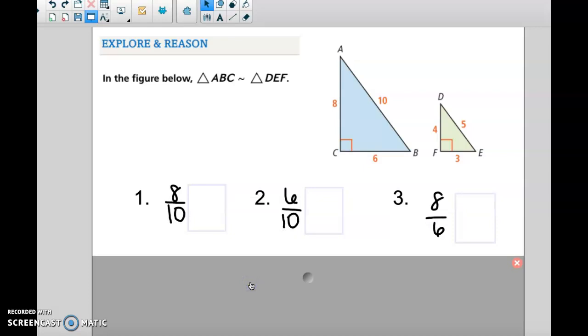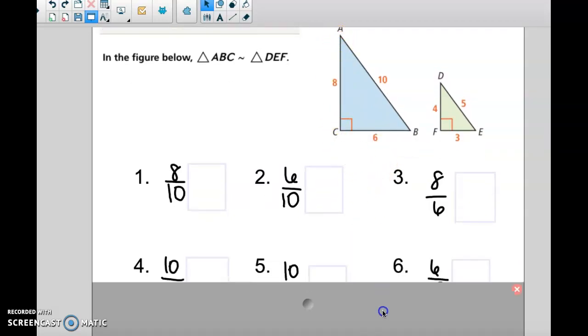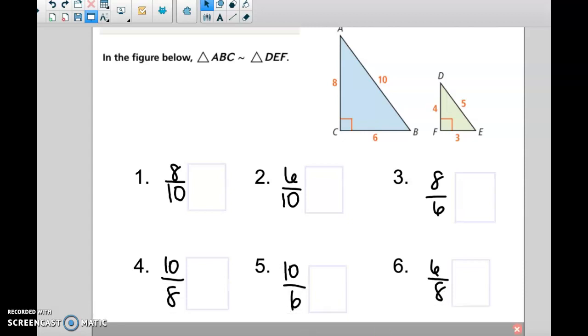I wrote 8 over 10, 6 over 10, and then 8 over 6. You probably have similar. Maybe you also have, for triangle ABC, 10 over 8, 10 over 6, and 6 over 8. So there are 6 total possible side length ratios of triangle ABC.